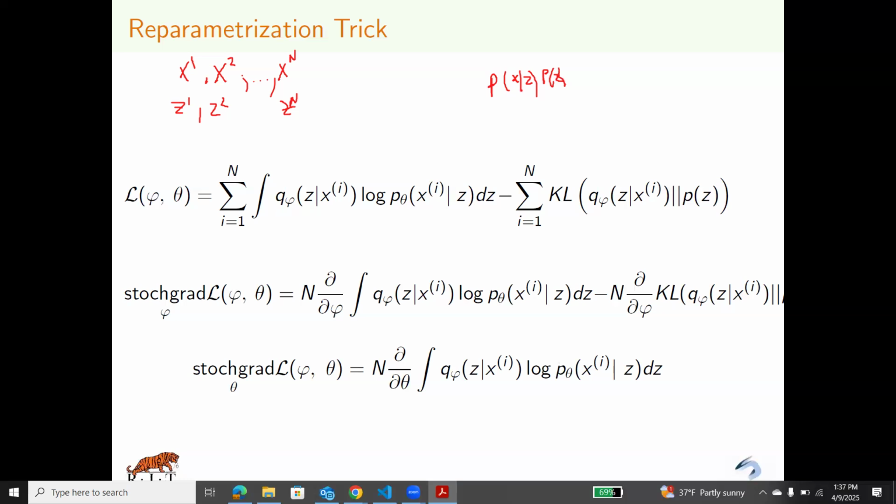So, okay, let's try to apply Monte Carlo to estimate the integral. But we can't do that directly here because the first function depends on both z and x, and the function here also depends on z and x. To avoid this problem, we should use the last trick, which is called the reparameterization trick.